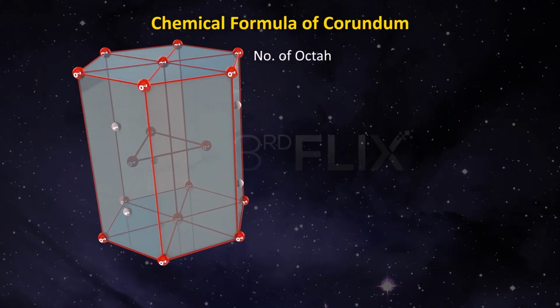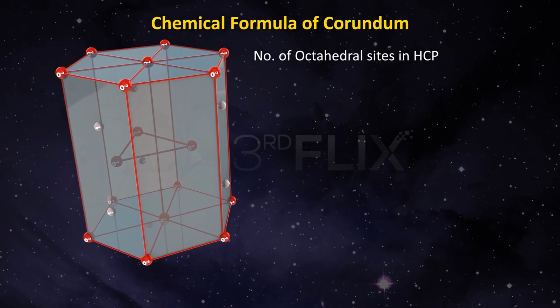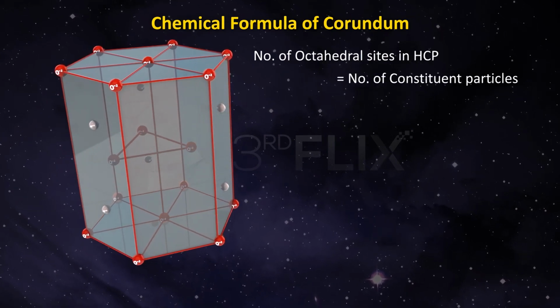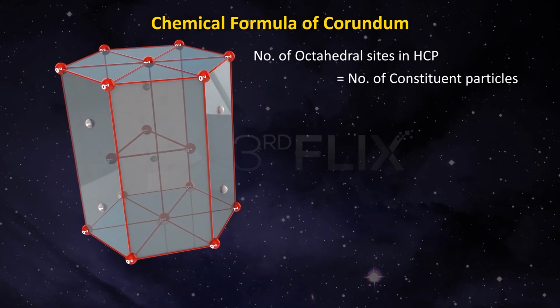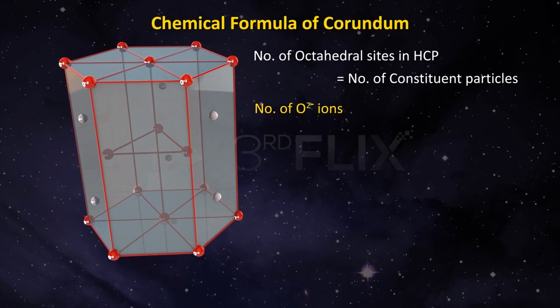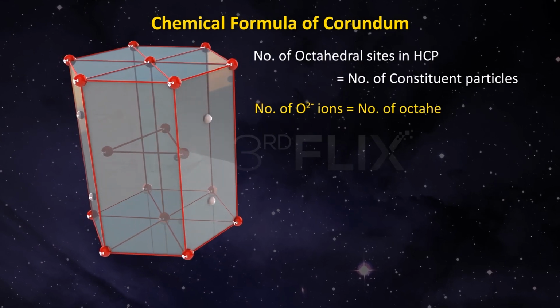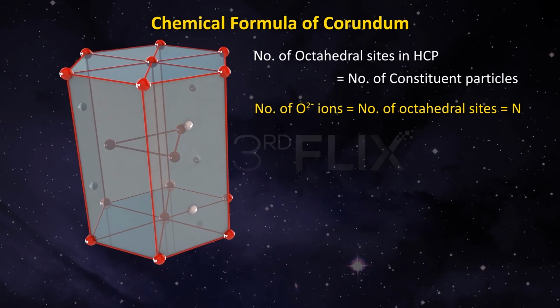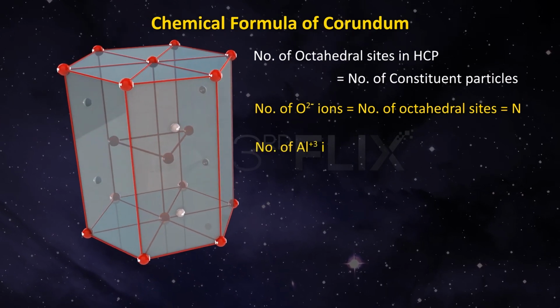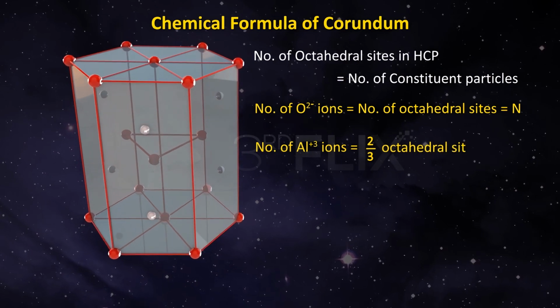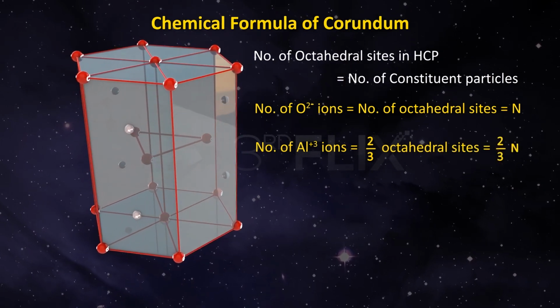The number of octahedral sites in a hexagonal close packing is the same as the number of constituent particles. For instance, if n oxide ions form the crystalline lattice, the number of available octahedral sites is also n. So the number of aluminium ions occupying the octahedral voids is equal to 2/3 of n octahedral sites.